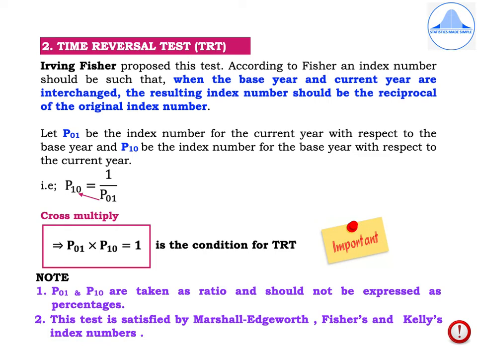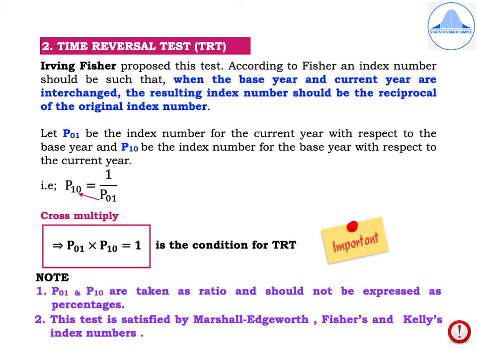The second test is called the time reversal test, abbreviated as TRT. Now this test is important from the examination point of view, and usually a question based on 10 marks is asked from this topic. So this test was proposed by Irving Fisher, and according to Fisher, an index number should be such that when the base year and the current year are interchanged, the resulting index number should be the reciprocal of the original index number.